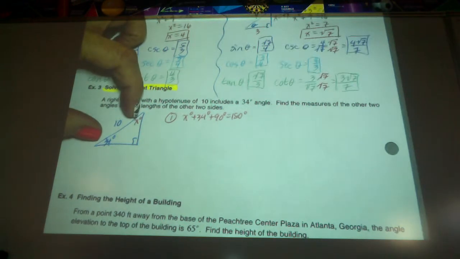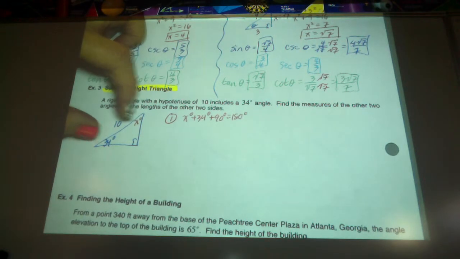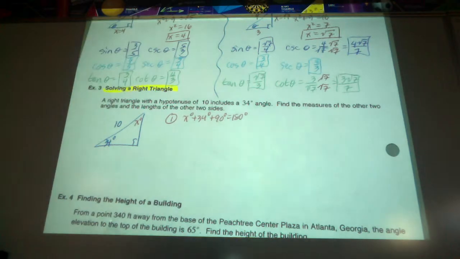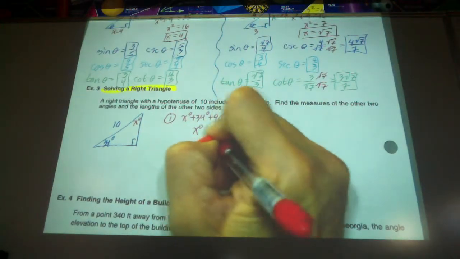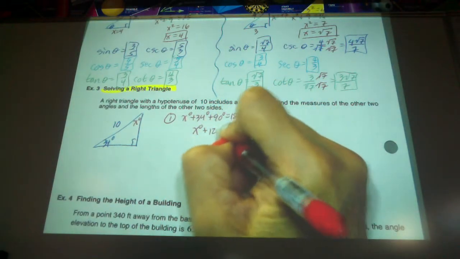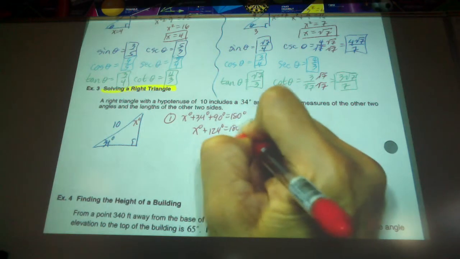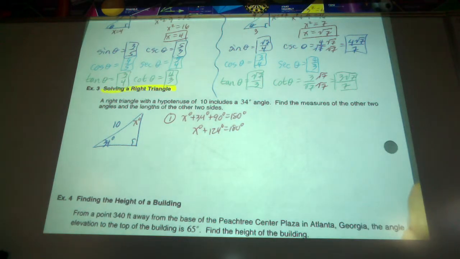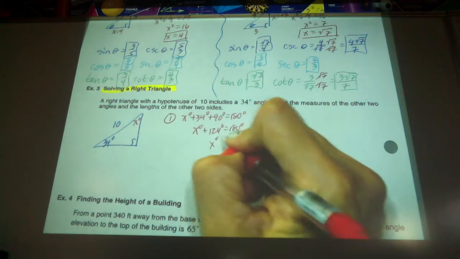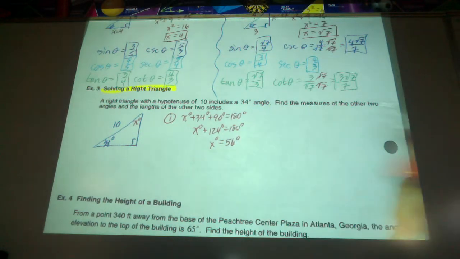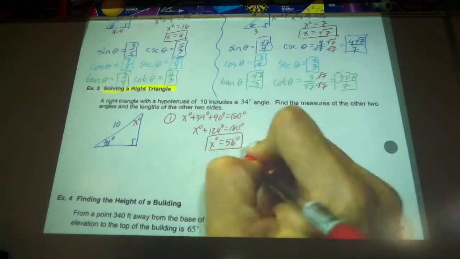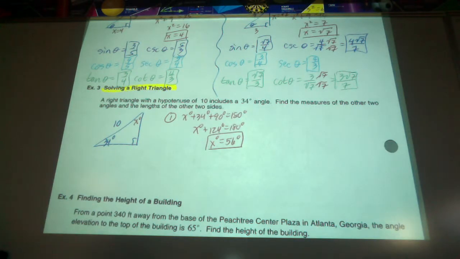Those two acute angles in a right triangle always add up to 90. So you could have said 34 plus x is 90. That's acceptable as well. But if we go with this one, we've got x degrees plus 124 degrees equals 180. What's 180 minus 124? So we get 56 degrees. So there's the missing angle. So that's 1, 2, 3. So we've got those 3.